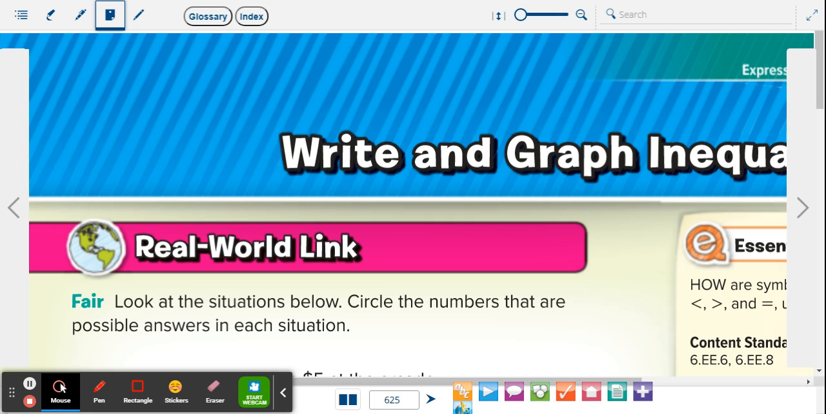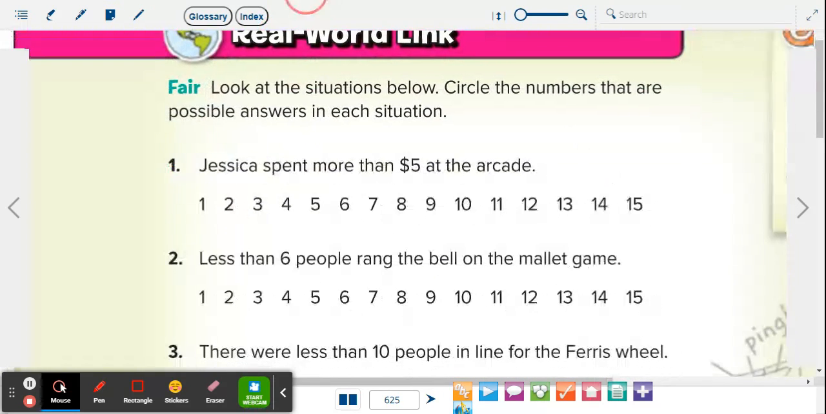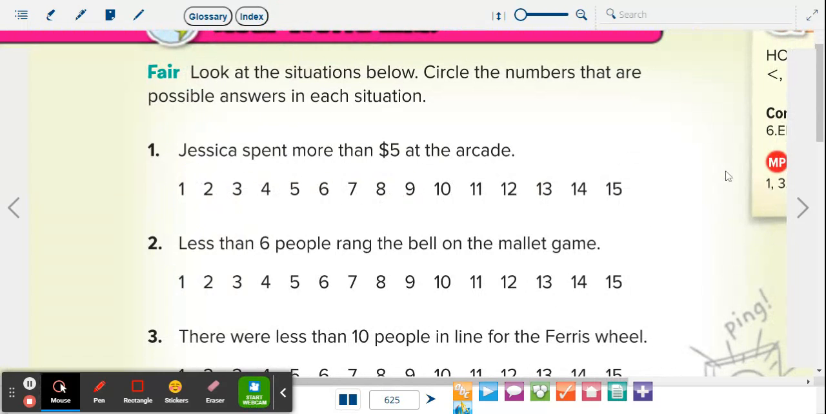Okay, we moved into inequalities on Friday. Inequalities were all about less than, greater than, less than or equal to, or greater than or equal to. We're going to continue on with that by actually writing those today, like we wrote equations, and graphing inequalities. In the real world link, it says look at these situations below, circle the numbers that are possible answers in each situation.